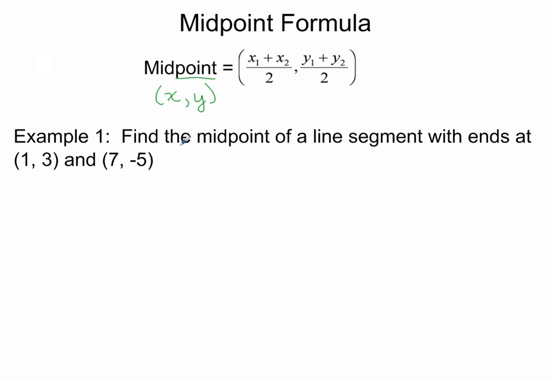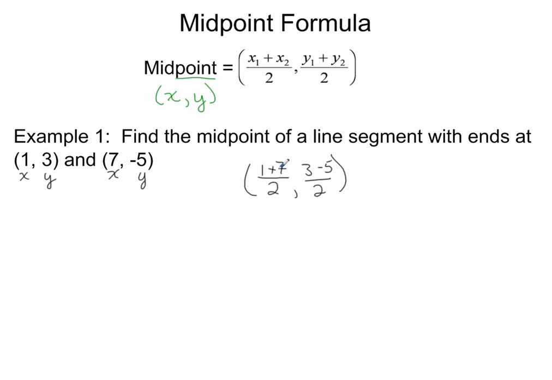So in our example down here, it says find the midpoint of a line segment with ends at (1, 3) and (7, -5). Looking at this, the first values are your x's. The second values are your y's. So I'm going to take the sum of my x's, which is 1 plus 7, and divide that by 2 to find my x value. And then to find my y value, I add my y values together, and then divide that by 2. And this is going to find the midpoint.